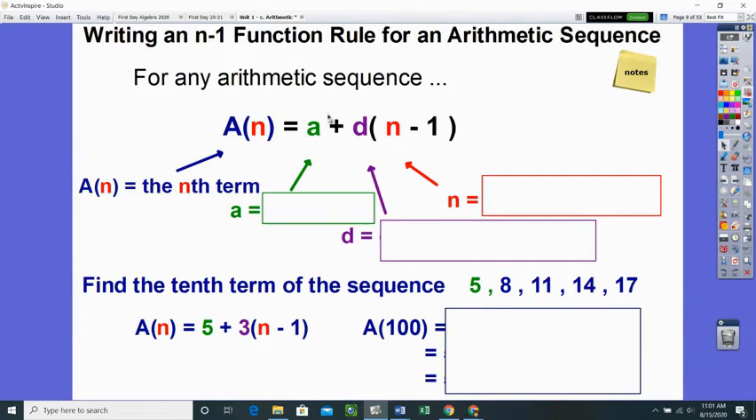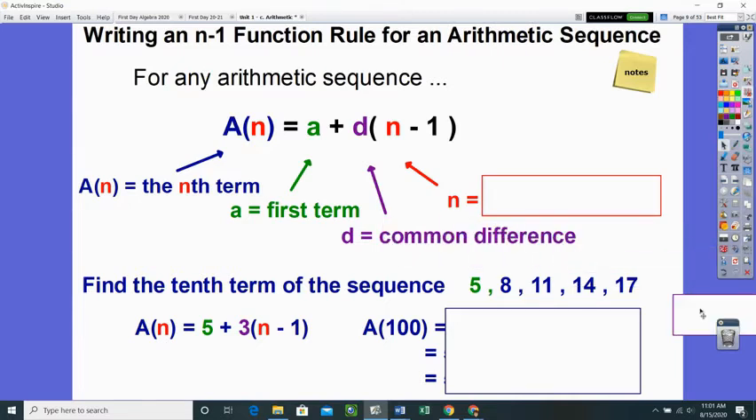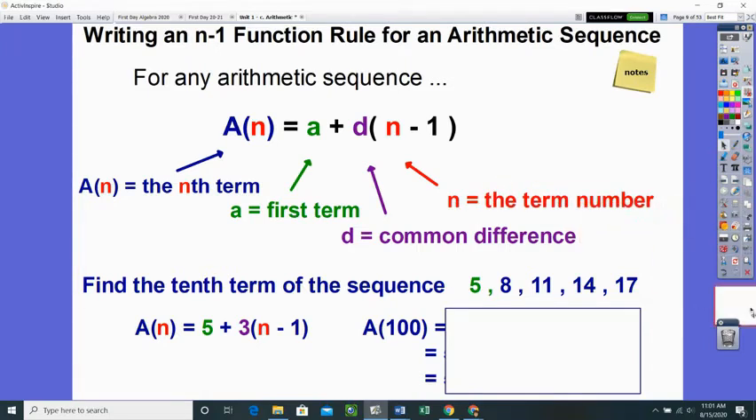The a in this general formula is your first term. So in the last case, it was a 5. The d is going to stand for the common difference, and you're taking the first term plus the common difference times n-1, and don't forget that the n is the term number. So this is our general equation for any arithmetic sequence.